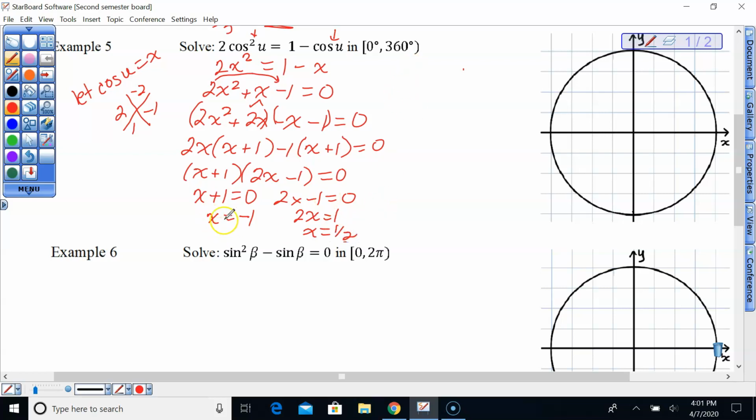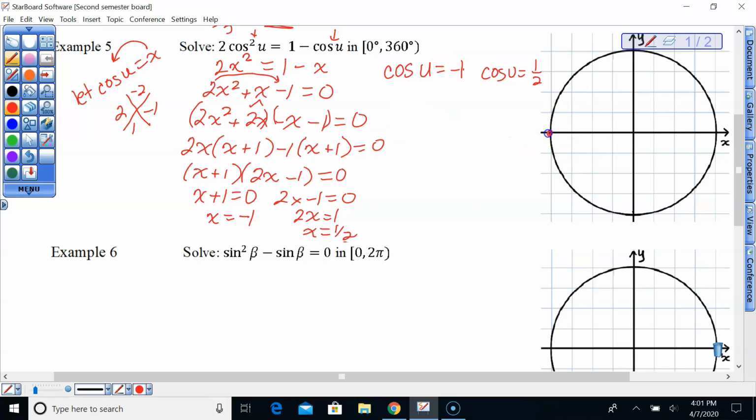I'm going to come up here to finish this work out. So here's what we know. Reinserting, we're going to let x return to cosine u. So cosine u equals -1, or cosine u equals 1/2. We're just going to go to our unit circle here and find those values. Or you could use your exact value trig sheet.